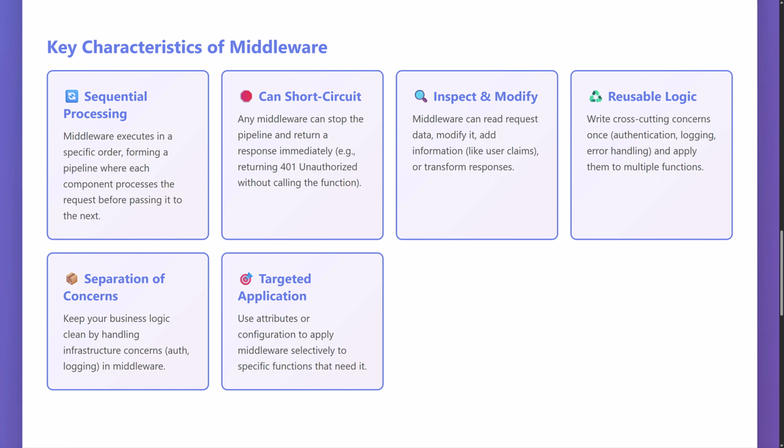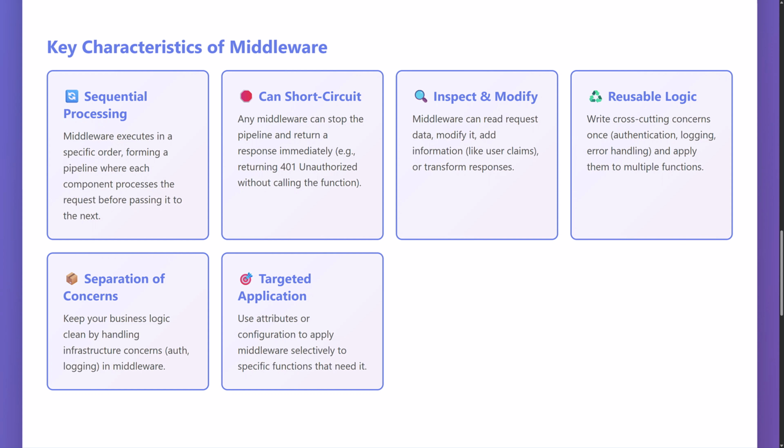The characteristics of middleware. Sequential processing: middleware executes in a specific order, forming a pipeline where each component processes the request before passing it to the next. Can short circuit: any middleware can stop the pipeline and return a response immediately, for example, returning 401 unauthorized without calling the function. Inspect and modify: middleware can read request data, modify it, add information like user claims, or transform responses.